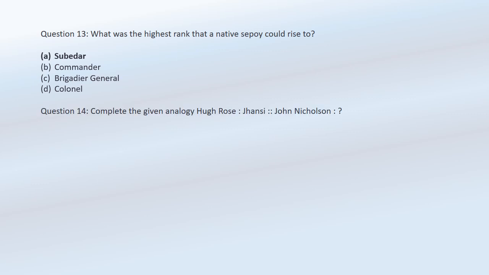Question 14. Complete the given analogy. Hugh Groves, Jhansi, John Nicholson, dash. A. Delhi. B. Agra. C. Kanpur. D. Lucknow. Option A is the right answer. Hugh Groves, Jhansi, John Nicholson, Delhi.